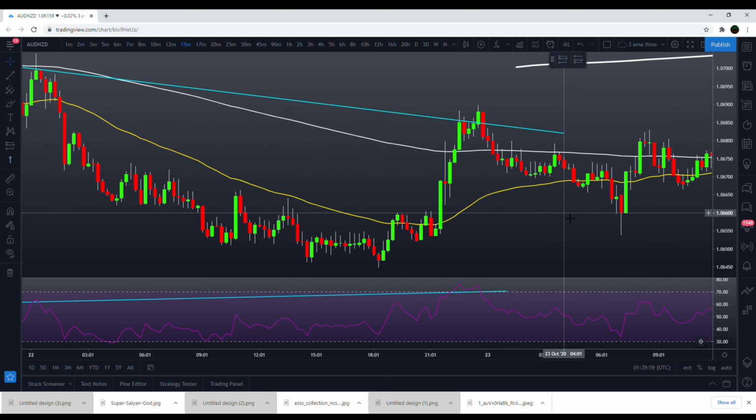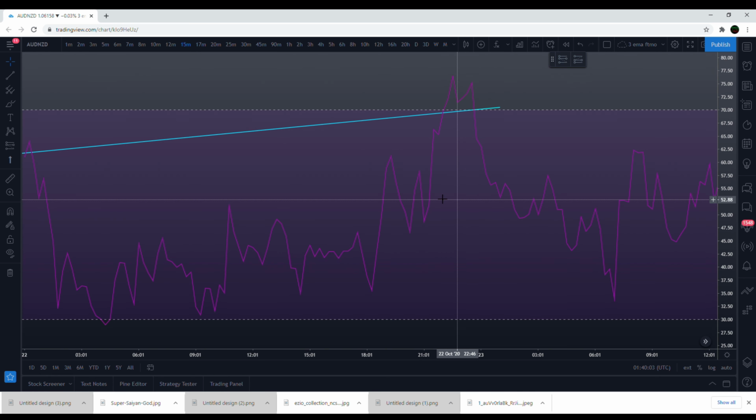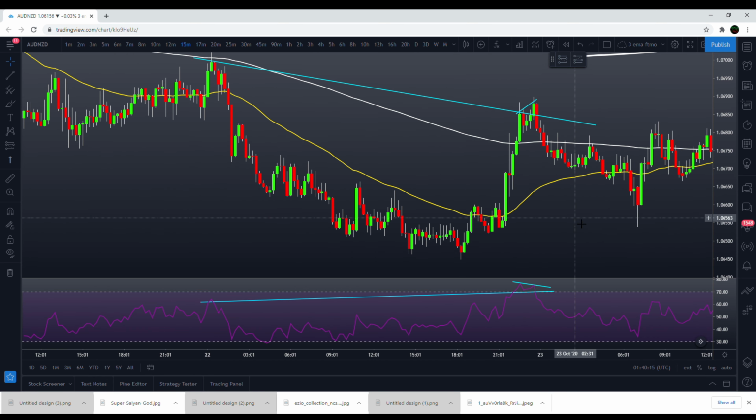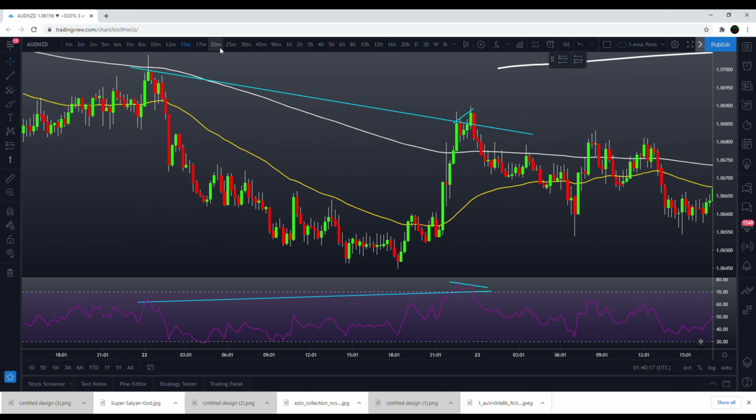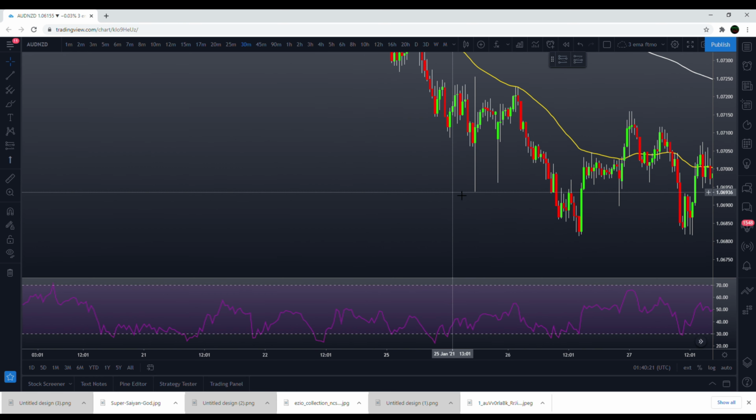So what do we see here? Well, we have the RSI going overbought and creating regular bearish divergence. Higher high on price, lower high on RSI. So it's a strong indication that this thing is ready to continue in the downtrend.